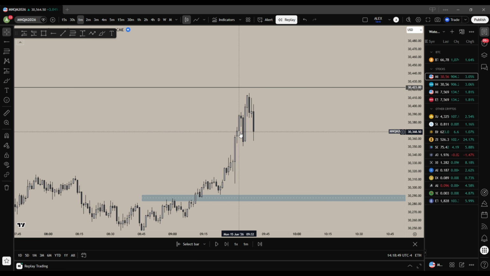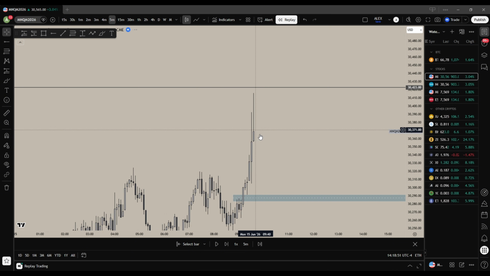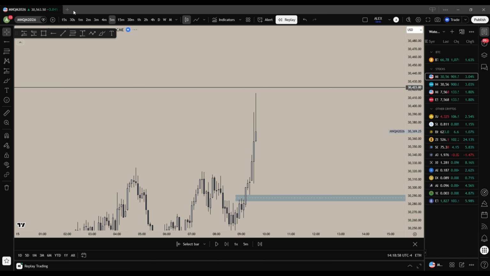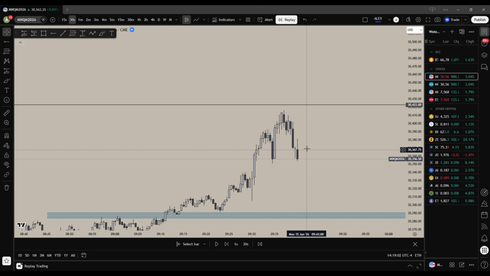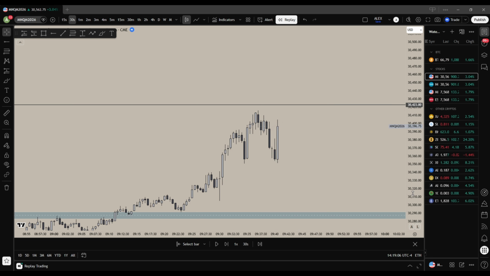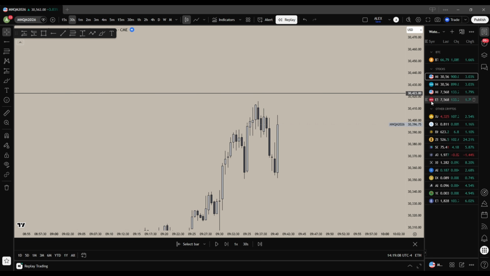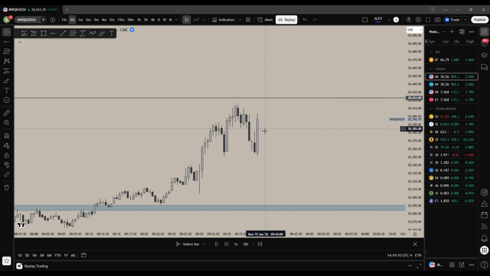gap. There was a retrace on the 5-minute, I think. Exactly. So if we go 30 seconds back here, we can clearly see that there was a mitigation to a 5-minute with an extremely strong reaction. So this was my entry at 9:40.